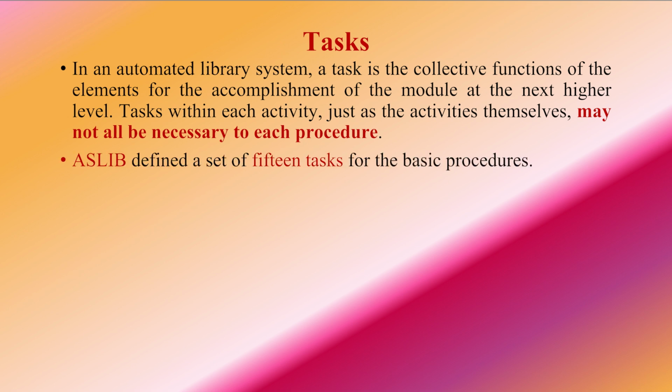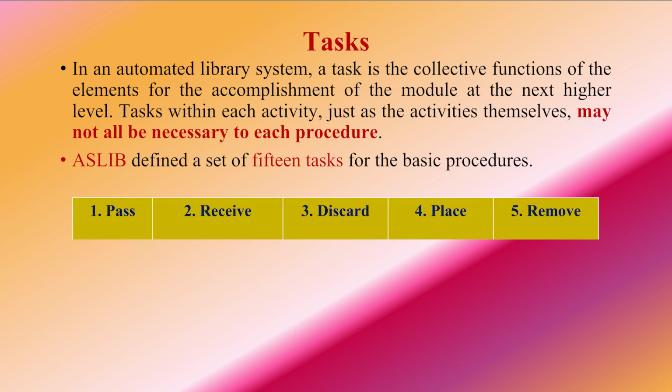So ASLIF defined 15 tasks for the basic procedure. ASLIF means Association Library Information Center. That association has said that ASLIF defined a set of 15 tasks for the basic procedure. One is pass. So what kind of password is there? And then receive. Who is receiving it? Then discard. What can be discarded? What is the place? Why can it be done?